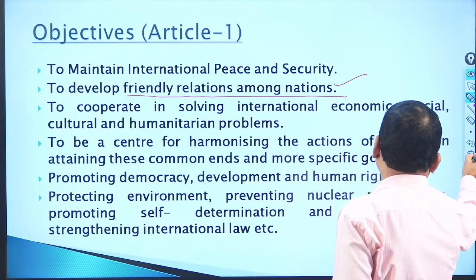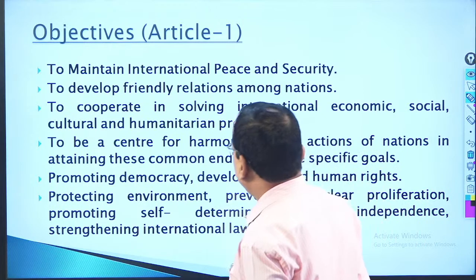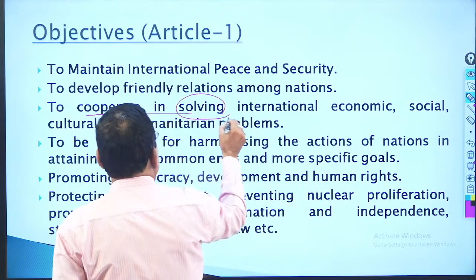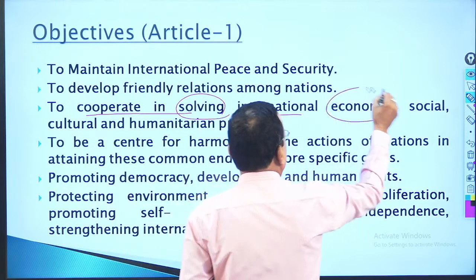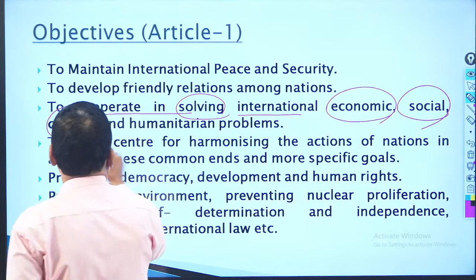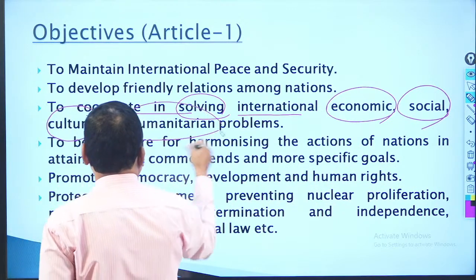Then the third important objective: to cooperate in solving international economic, social, cultural and humanitarian problems.